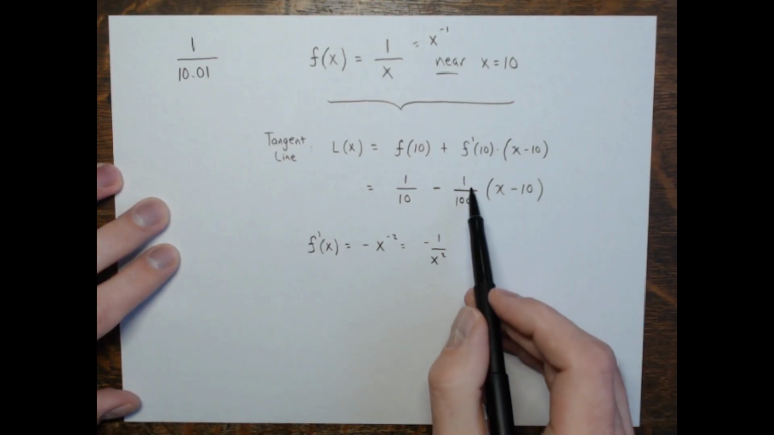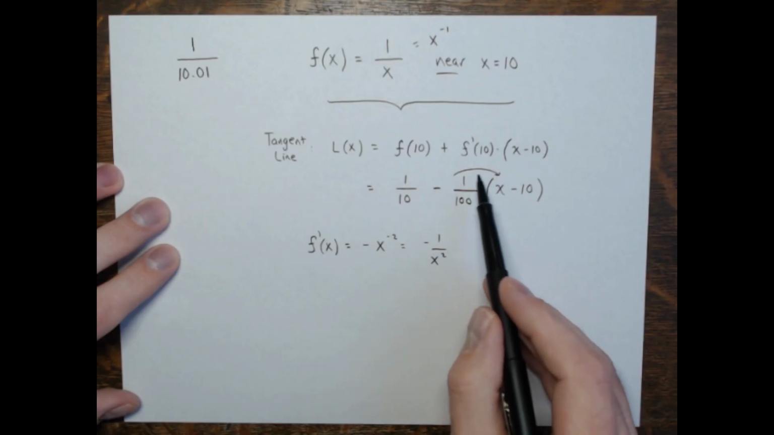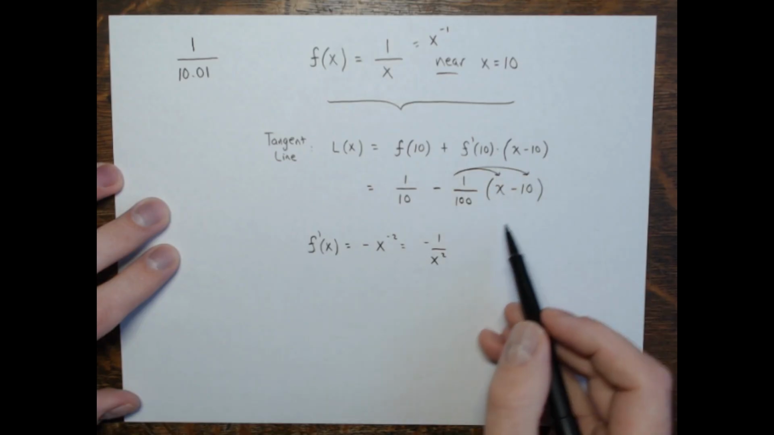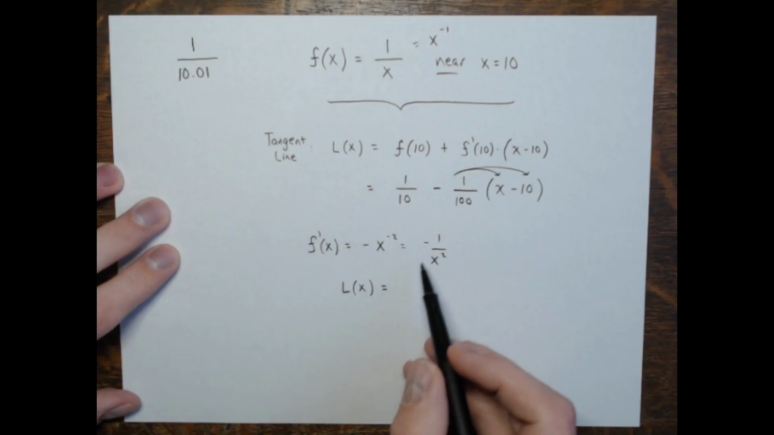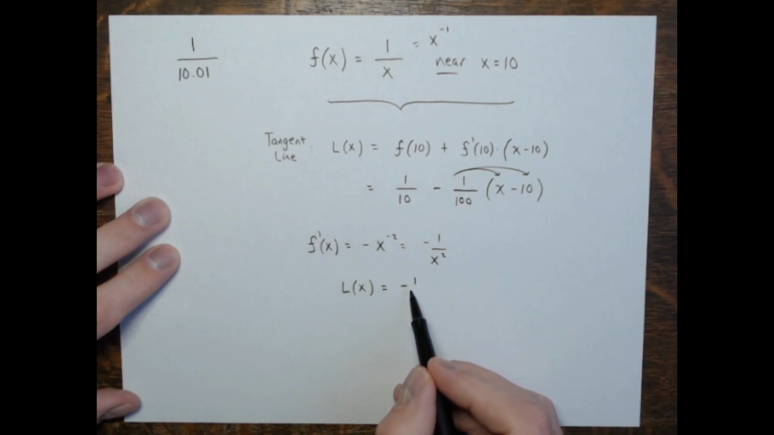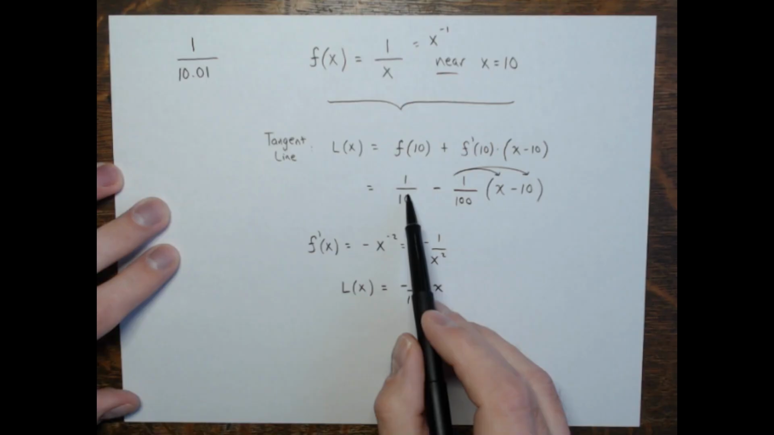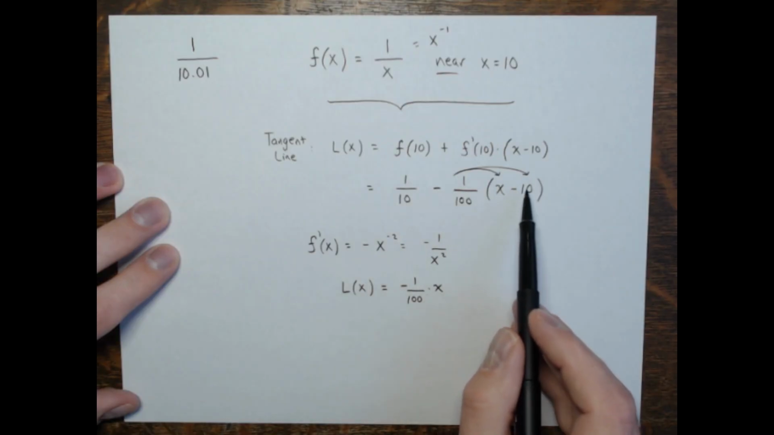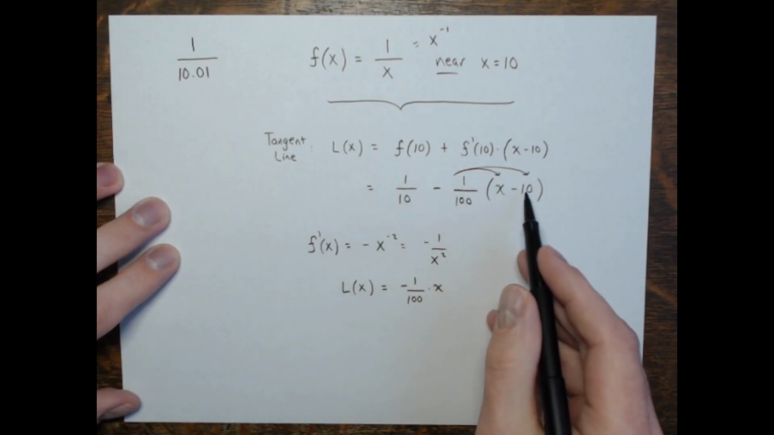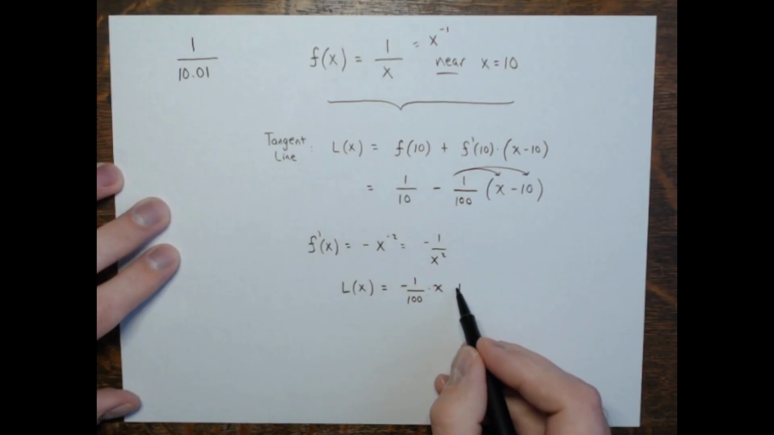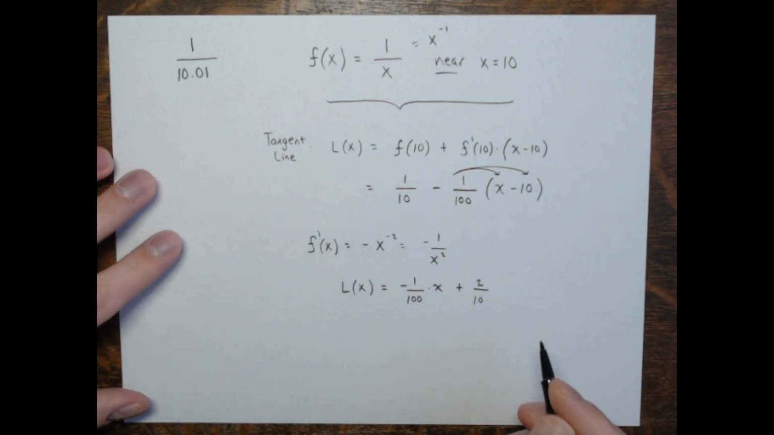And honestly, this time, because I see it, something nice will happen here. If you distribute the negative 1/100th, you'll end up with the following. So my tangent line approximation, L of x, is negative 1/100th times x, and then you got 1/10 here, plus another 1/10. So 1/10 plus, 10 over 100 is 1/10, so that's plus 2/10, which I could write as 1/5, 0.2, whatever.